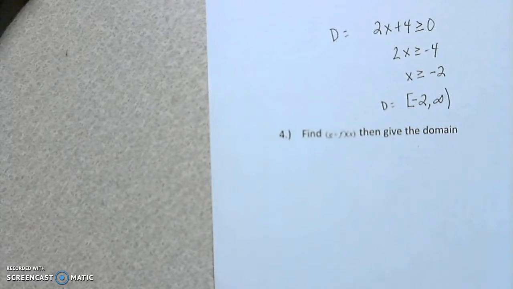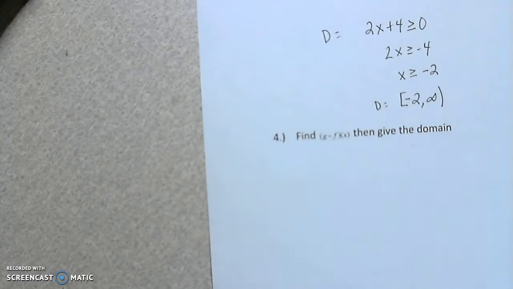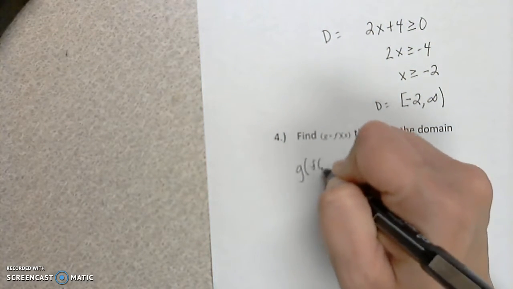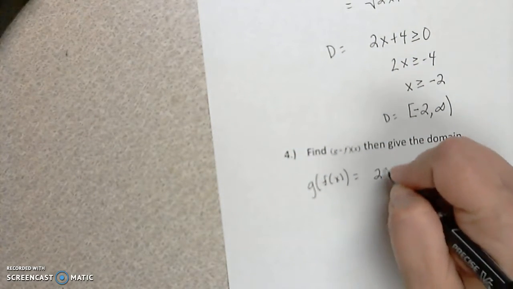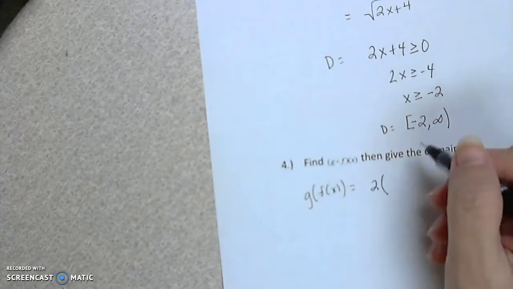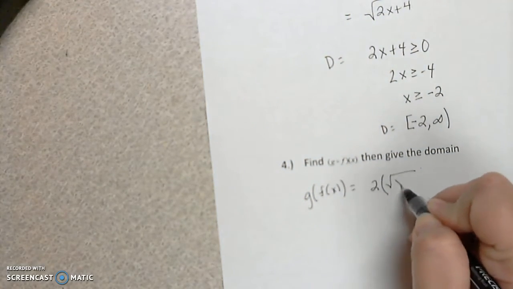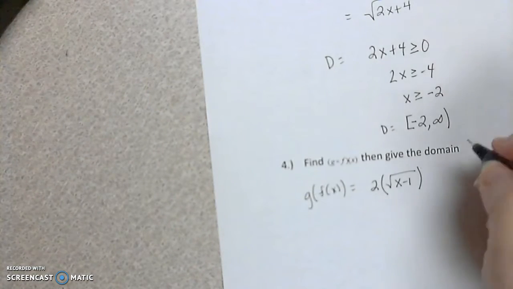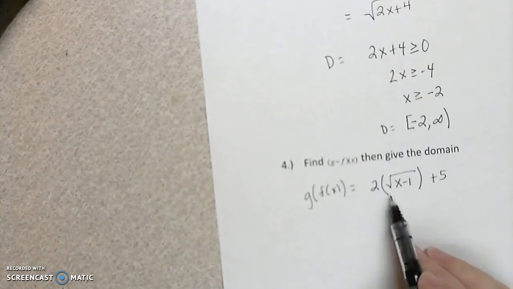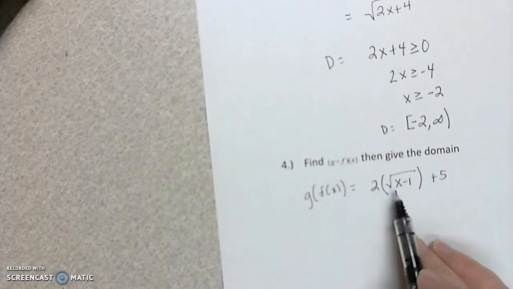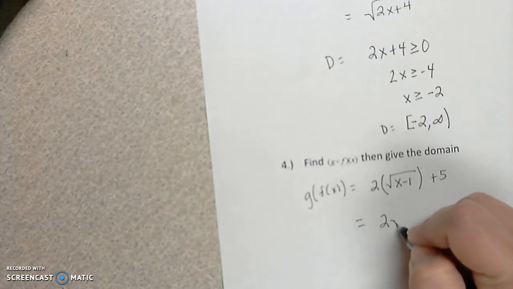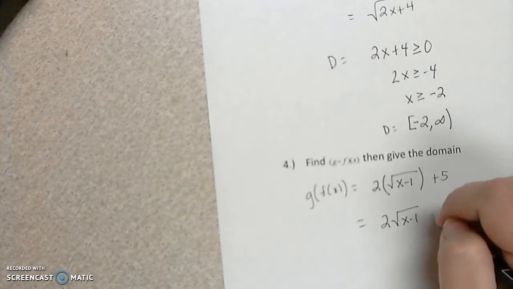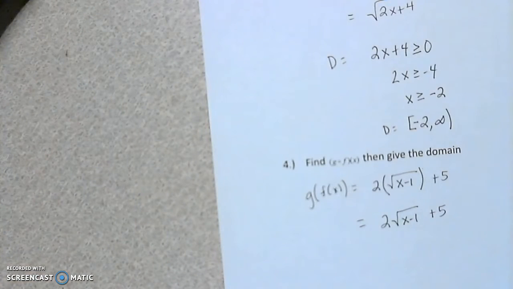I'm asked to do the same thing except this time with g of f of x. So g of f of x, I'm going to take the function g, and then everywhere there's an x, I'm going to fill in the function f of x. So instead of writing an x here in the function g, I put the entire function f of x. Then I multiply that out, and I get 2 square roots of x minus 1 plus 5.